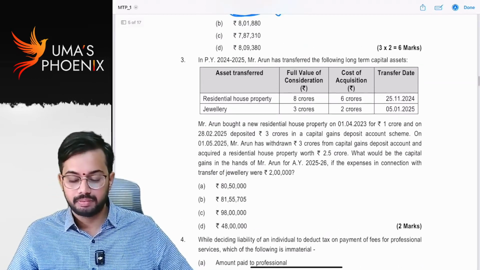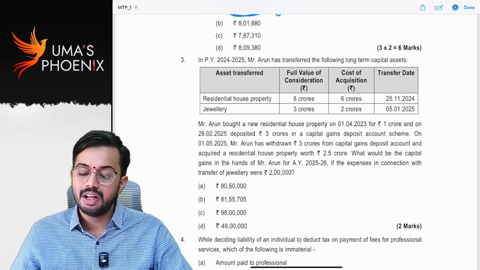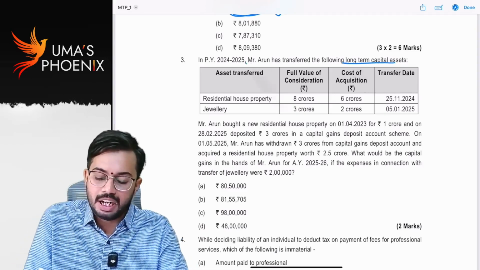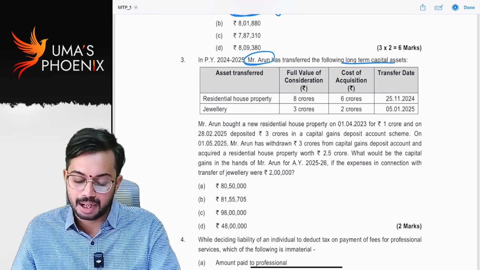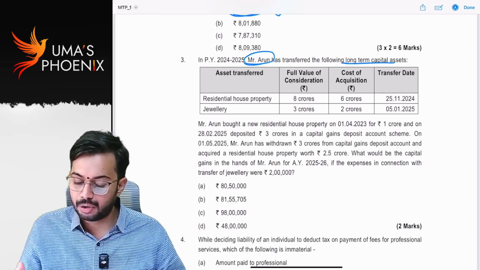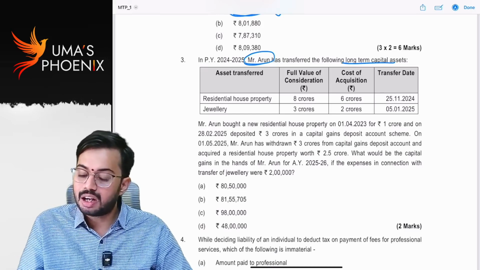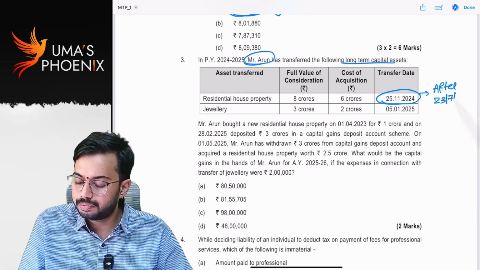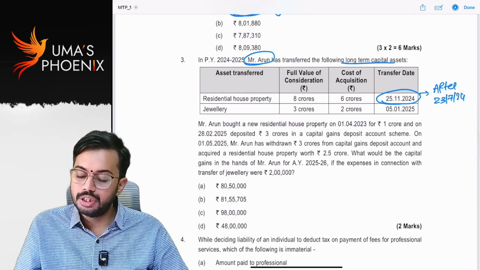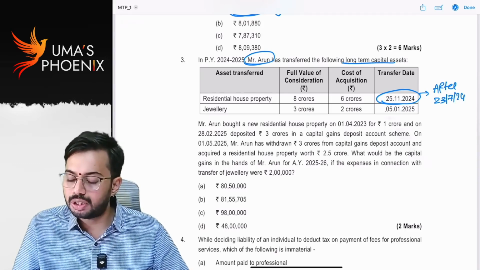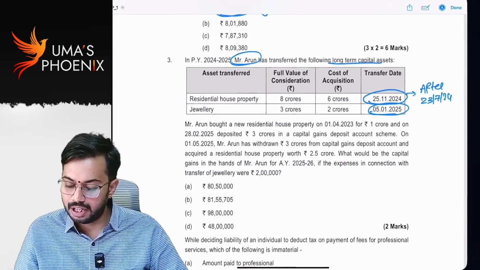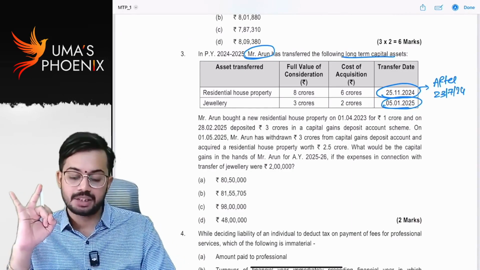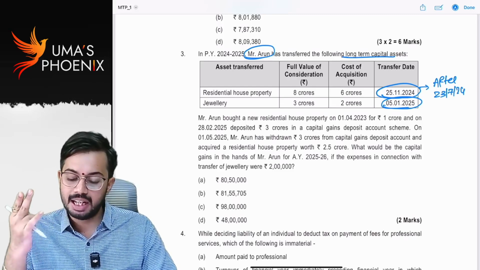Third one. In previous year 24-25, Mr. Arun has transferred the following long-term capital assets. So Arun is an individual. He transferred the following long-term capital assets. Residential house property 8 crores, cost of acquisition 6 crores, transfer date 25th November. That means after 23rd July 2024. Jewelry 3 crores, cost of acquisition 2 crores, transfer date 5th January 2025. Okay. Mr. Arun, so two capital assets are transferred. One is residential house property, another one is jewelry.